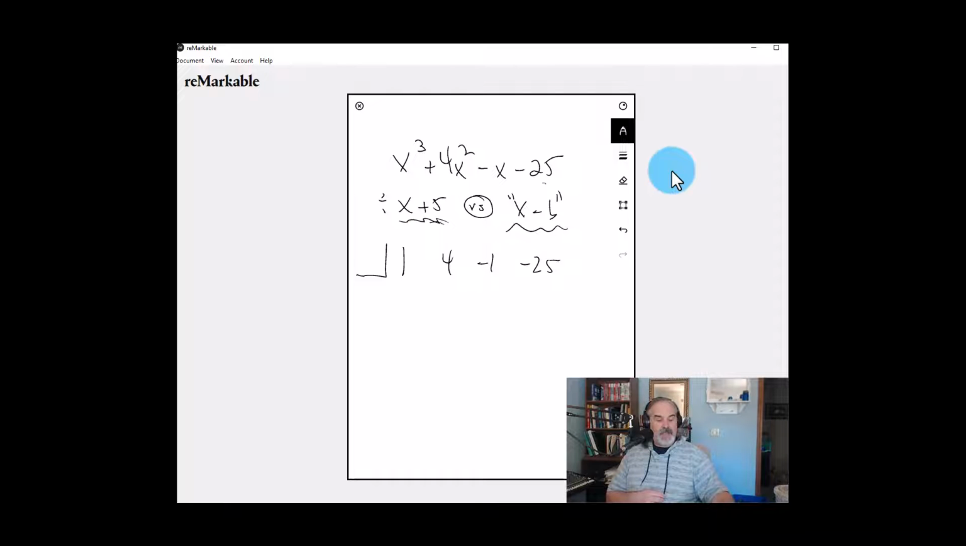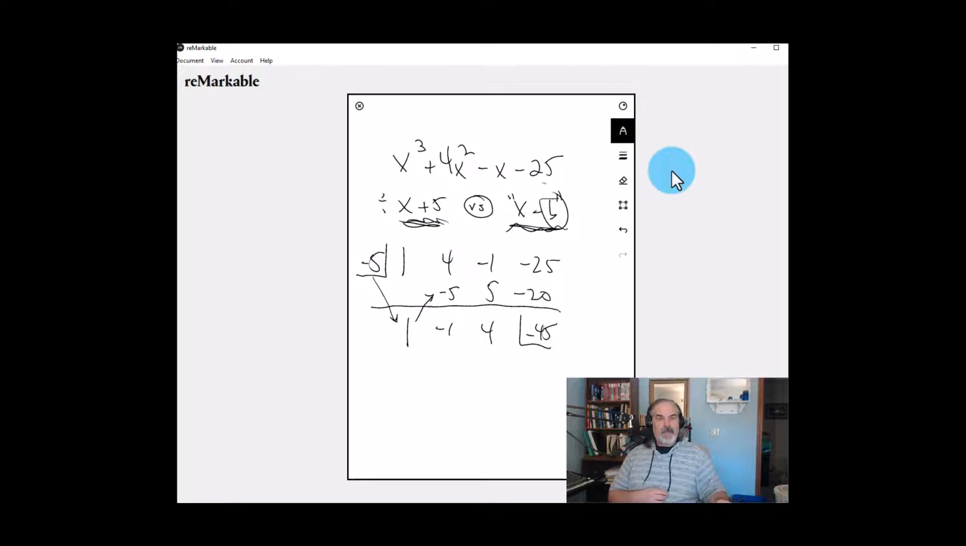If we match up x plus 5 to x minus b, then b is negative 5, and that's what goes here. Okay, and here's the process of synthetic division. Ready, set, go. Drop the leading number, multiply, put the result here. This time we add. Remember, in long division we were subtracting, now we're going to add. 4 plus negative 5 is negative 1. Multiply, add, multiply, add.